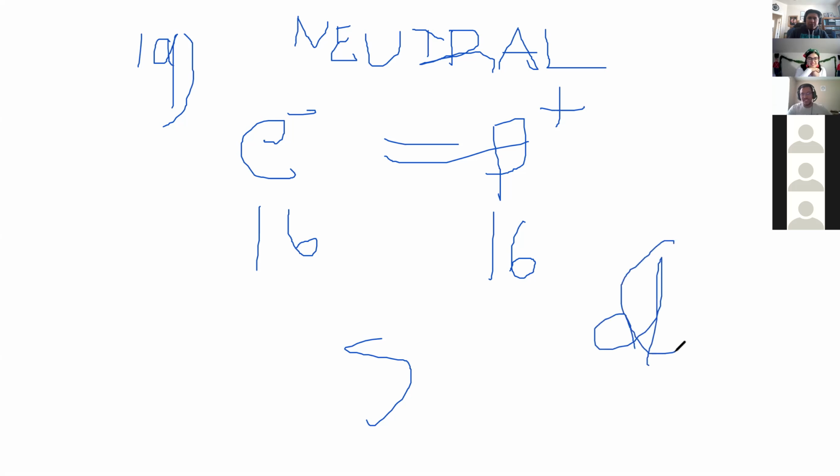So any questions on how we found sulfur? I'll take that as a no. All right, so our next question, number 20. It asks, a sample of uranium was identified to have 92 protons, 92 electrons, and 143 neutrons. It's asking for molar mass. So how would we find molar mass when it comes to an element?